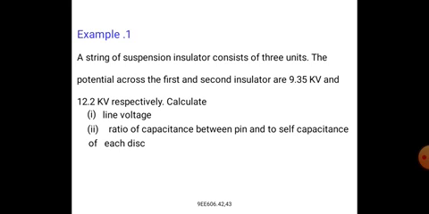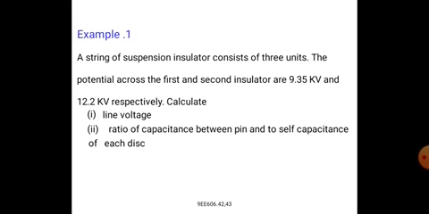Here I am explaining one more problem. Each conductor of a 33 kV three-phase system is suspended by a string of 3 similar insulators, the mutual capacitance of which across the units is 9 times the shunt capacitance between the unit and the earth framework. Calculate the voltage across each insulator.